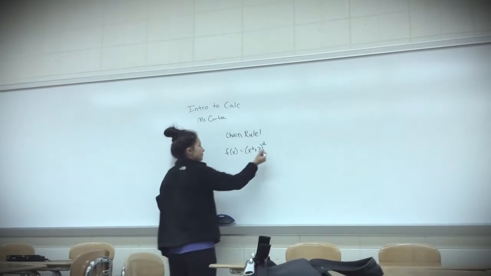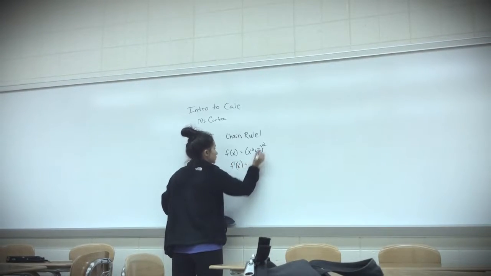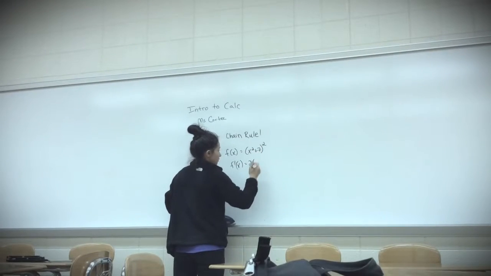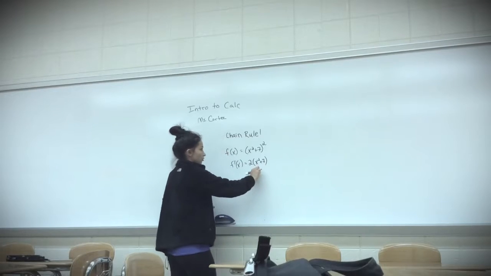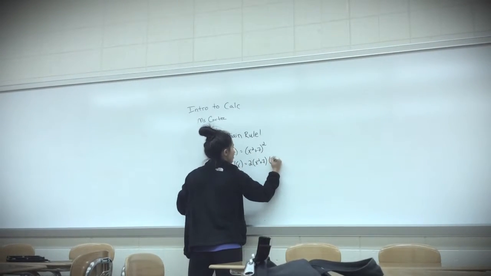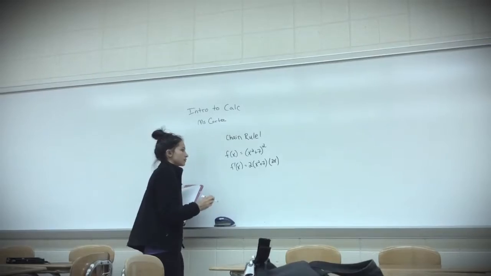So what you do is you move your power to the front. So you have f prime of x equals power to the front, and you multiply it by the function inside, which is x squared plus 7. And then after you do that, you take the derivative of the inside function, which would be 2x, and that's it. And then you can leave it as that, or you can simplify.